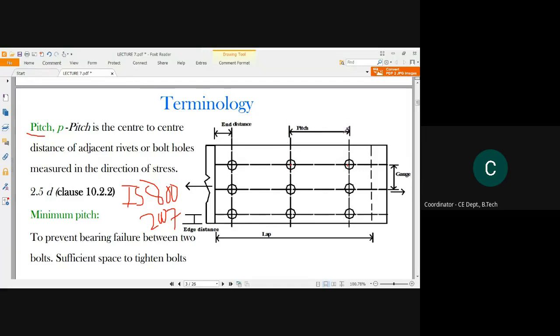And one thing, you will identify this as the pitch distance when a member is subjected to a certain force. See, this member has been subjected to this force direction. So the pitch distance will be parallel to this force direction of the member. So what is the pitch distance? It is the center to center distance of adjacent rivet or bolt holes measured in the direction of stress. Okay.